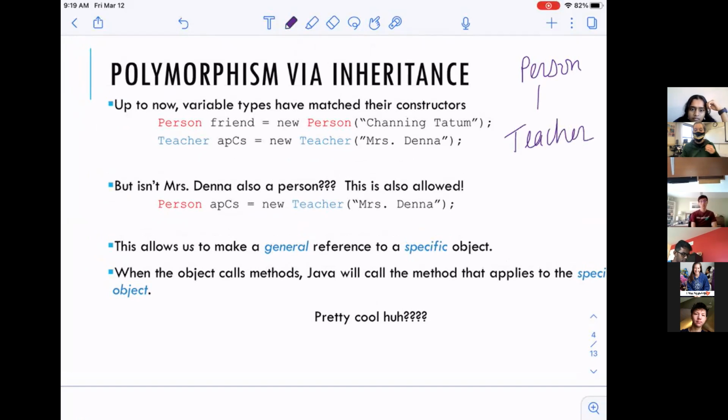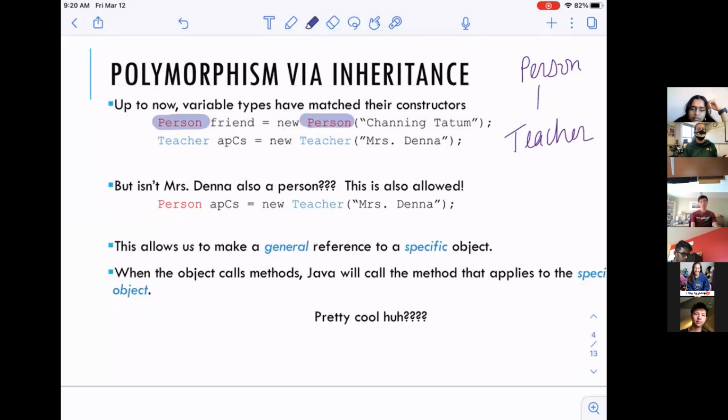Every teacher is in fact a person, okay? So everything that we've done so far, we have always had the variable type match the constructor call. They've always matched. We haven't known anything different. If I had a teacher reference, it pointed to a teacher variable. If I had a person reference, it pointed to a person variable. That's all that we knew.